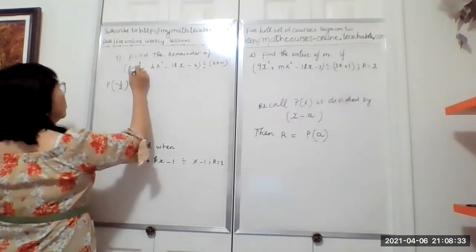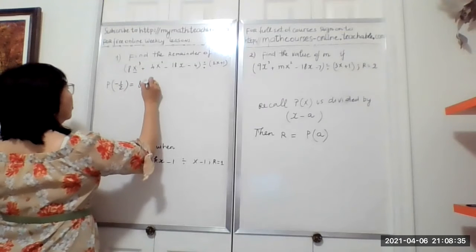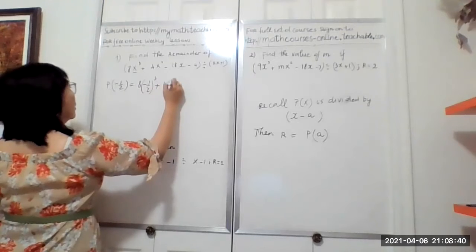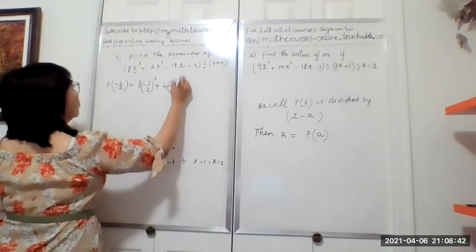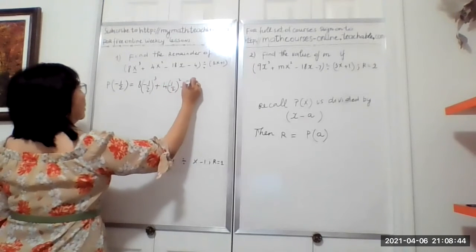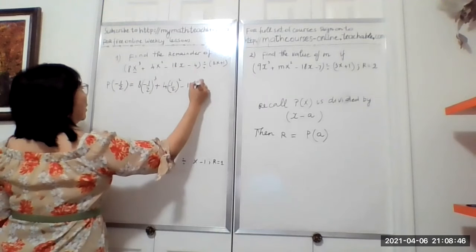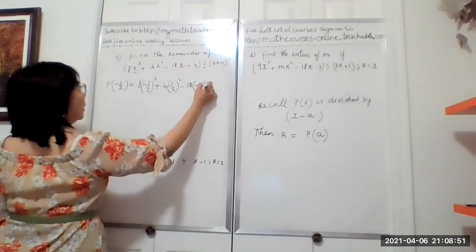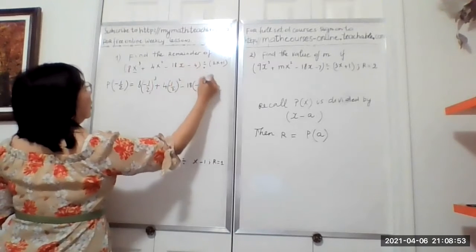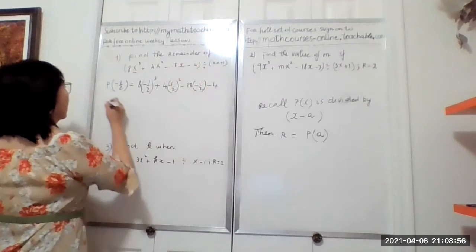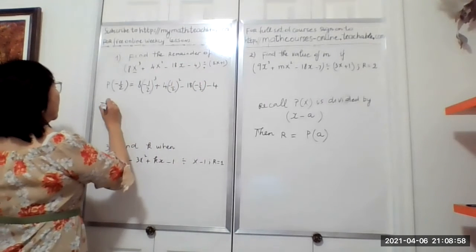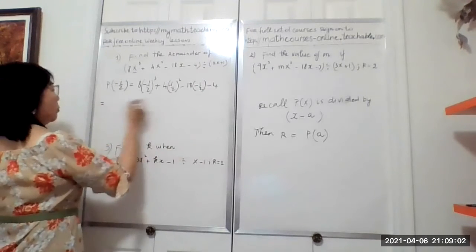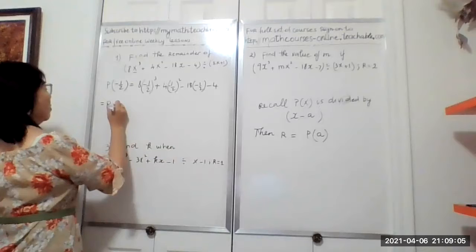So I'm going to substitute the x here by minus 1/2: 4 times minus 1/2 to the power 3, adding 4 times minus 1/2 squared, minus 18 times minus 1/2, and minus 4. So we just substitute any x value here by minus 1/2. Let's calculate it out. And remember, by the remainder theorem, this is equal to the remainder.